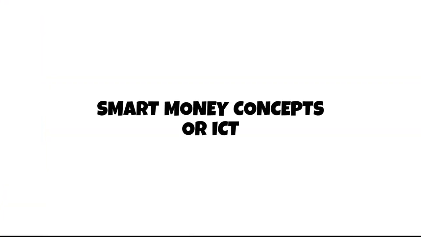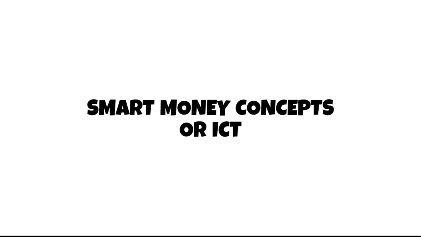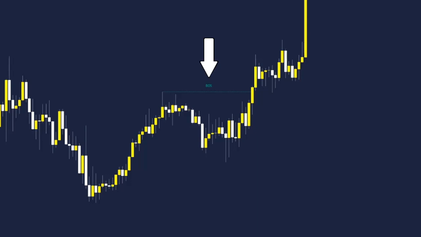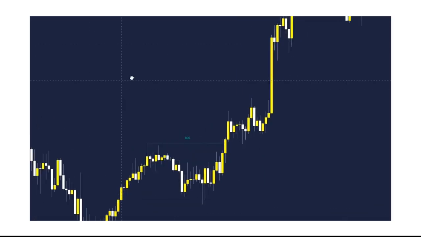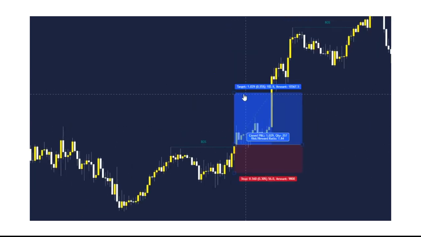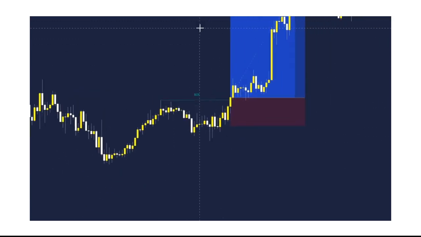If you're trading smart money or ICT concepts, then this indicator has all the features you could ever need, like break of structure, for example. This indicator will plot at the exact price that a break of structure occurs on the chart. This helps with spotting trends and planning potential trades.